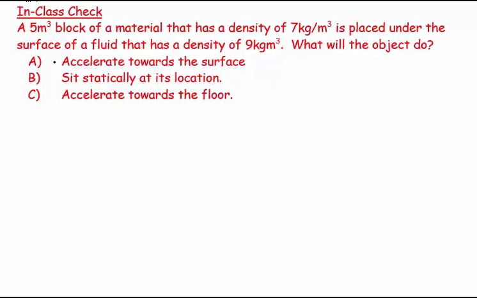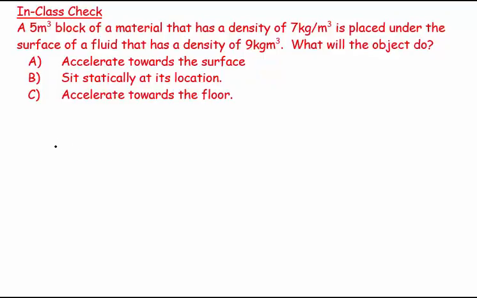Welcome. This question says a 5 cubic meter block of material has a density of 7 kilograms per cubic meter, is placed under the surface of a fluid that has a density of 9 kilograms per cubic meter. What will the object do? Well, conceptually, I'm putting a low density material underneath the surface of a high density fluid, and therefore I know that this thing is going to accelerate towards the surface. But let's see if I can prove that using some numbers.